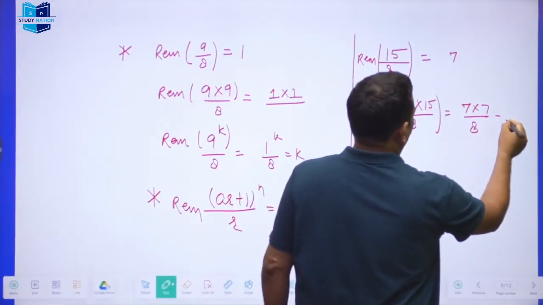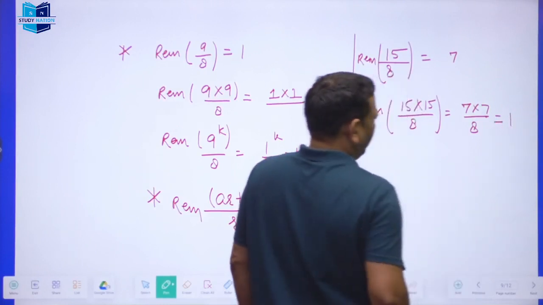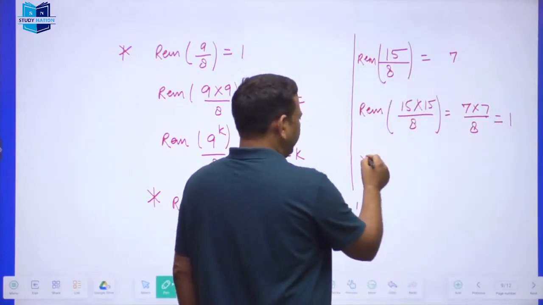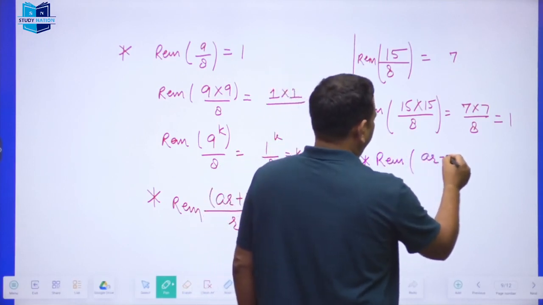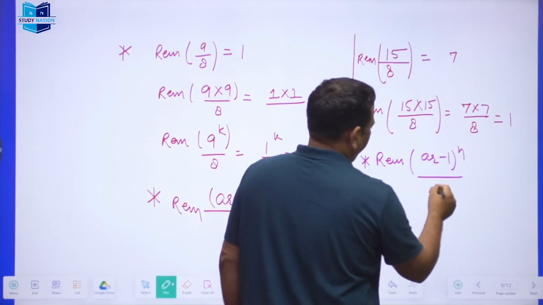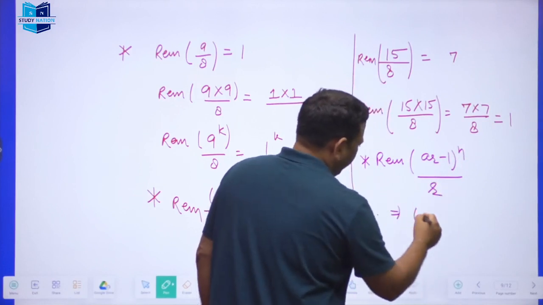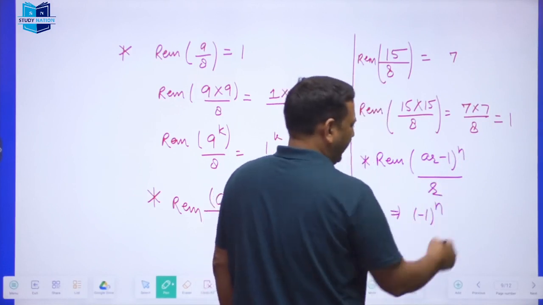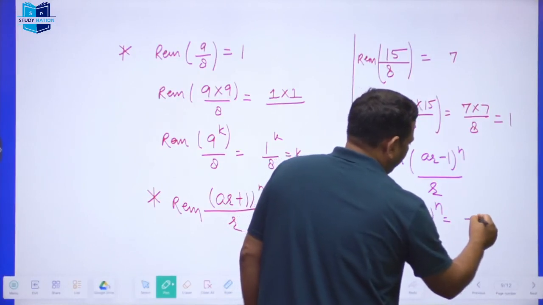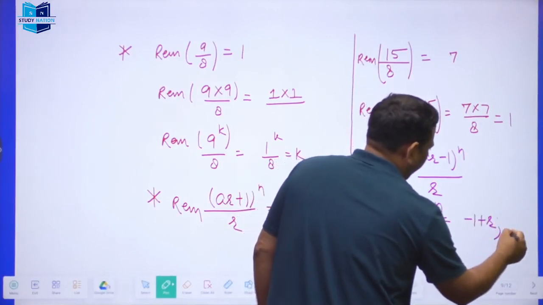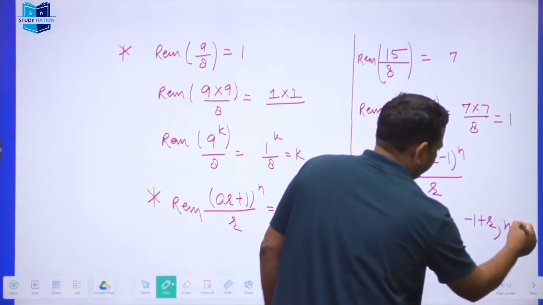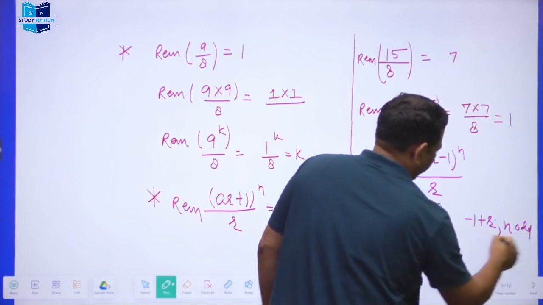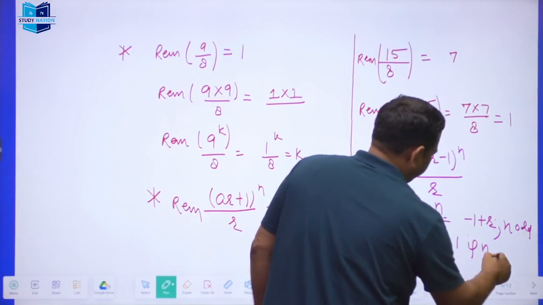Now everyone, what you have to do? Just remember this is another way. If the number is written as AR minus 1 raised to power n upon R, so it means it is 1 less than R raised to power n. So that would be -1. So -1 means add R if n is odd, or 1 if n is even.